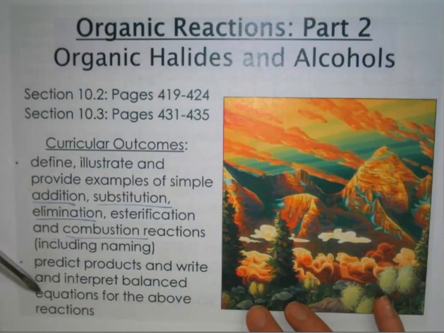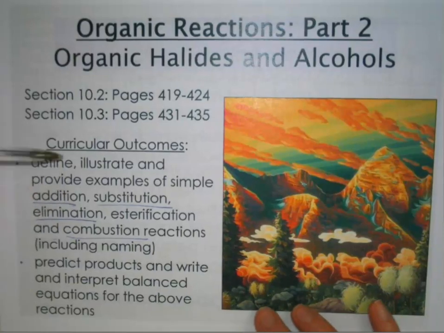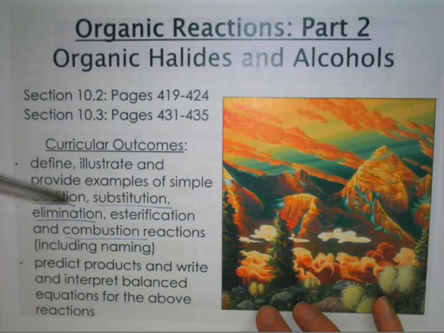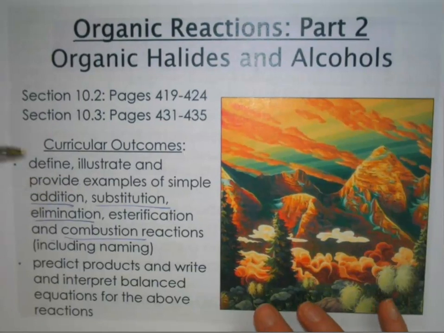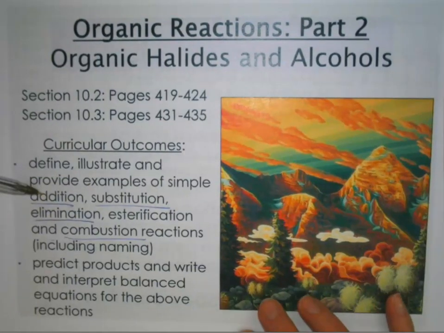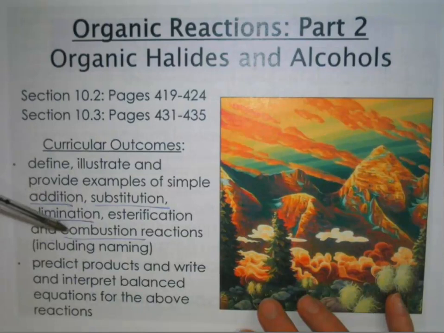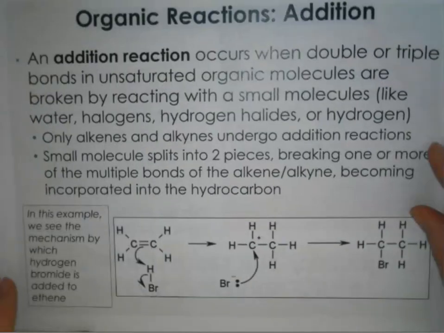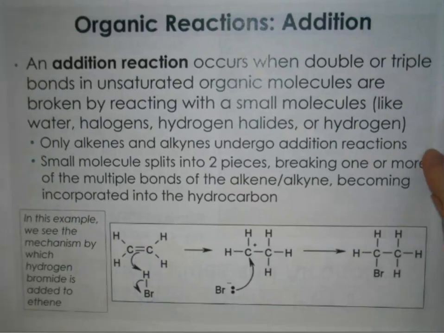Today we're going to look at reactions where you actually need to be able to predict the products, write and interpret balanced equations, and you should be able to define how the reaction works and identify and provide examples of these types of reactions. The ones we're going to look at today are addition, substitution, elimination, and combustion. We looked at combustion last time. So just these three, and we'll look at esterification in part 3 of organic reactions. We're going to start out looking at addition reactions.